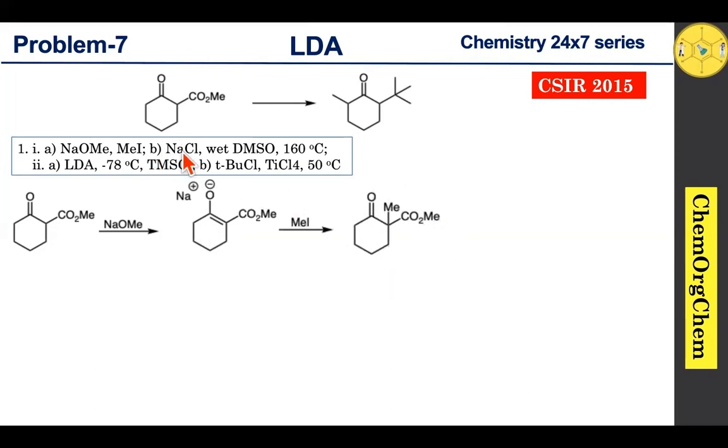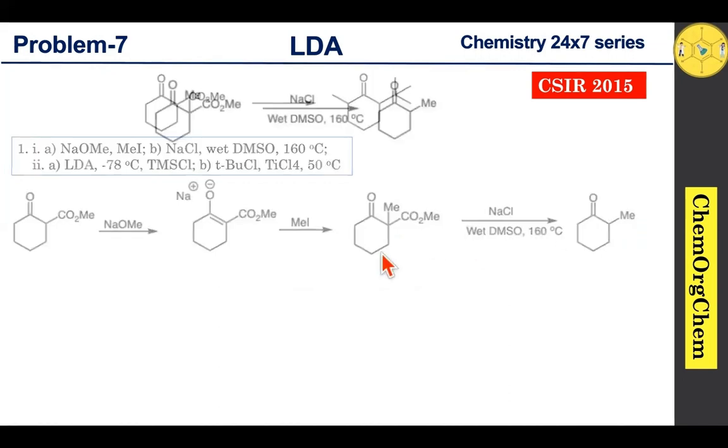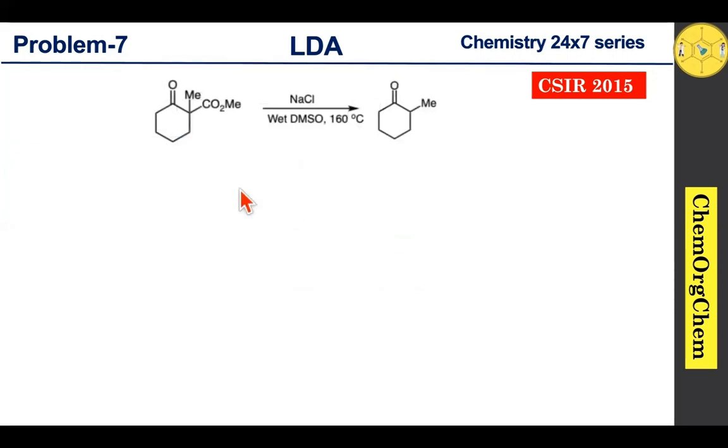Next we see another reaction condition: sodium chloride with DMSO at 160 degrees Celsius. When you subject it to this reaction condition, it readily produces the corresponding ketone by the elimination of this ester unit. So exactly how does it happen? Let's see the mechanism of this reaction in this slide.